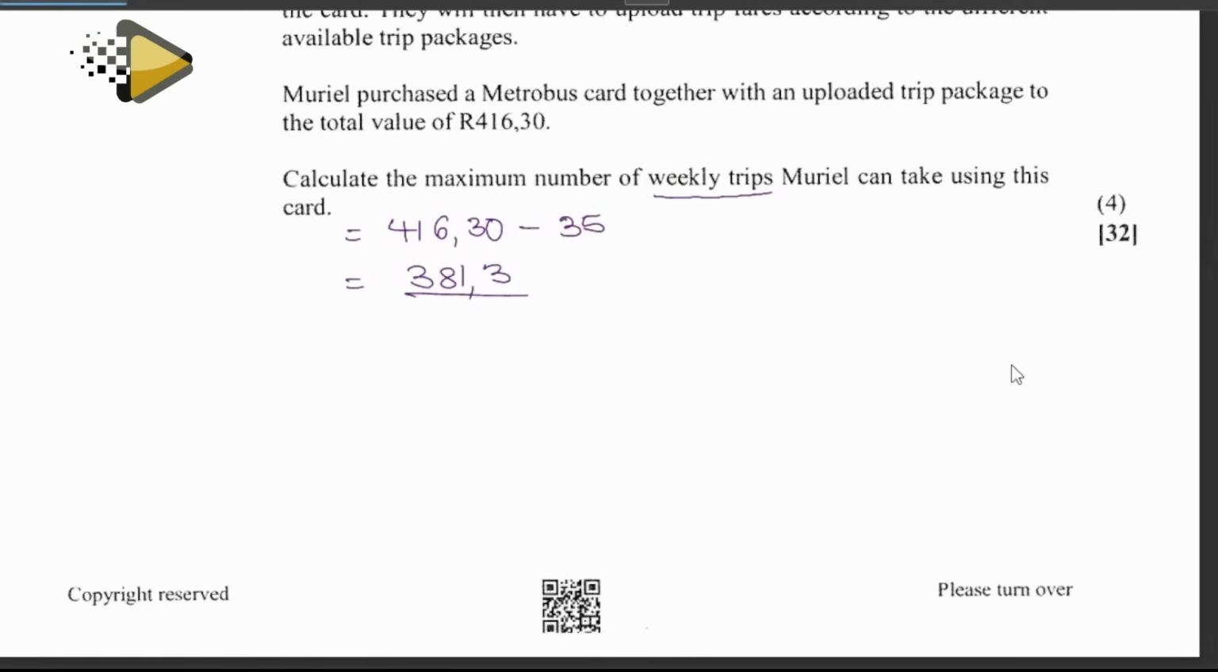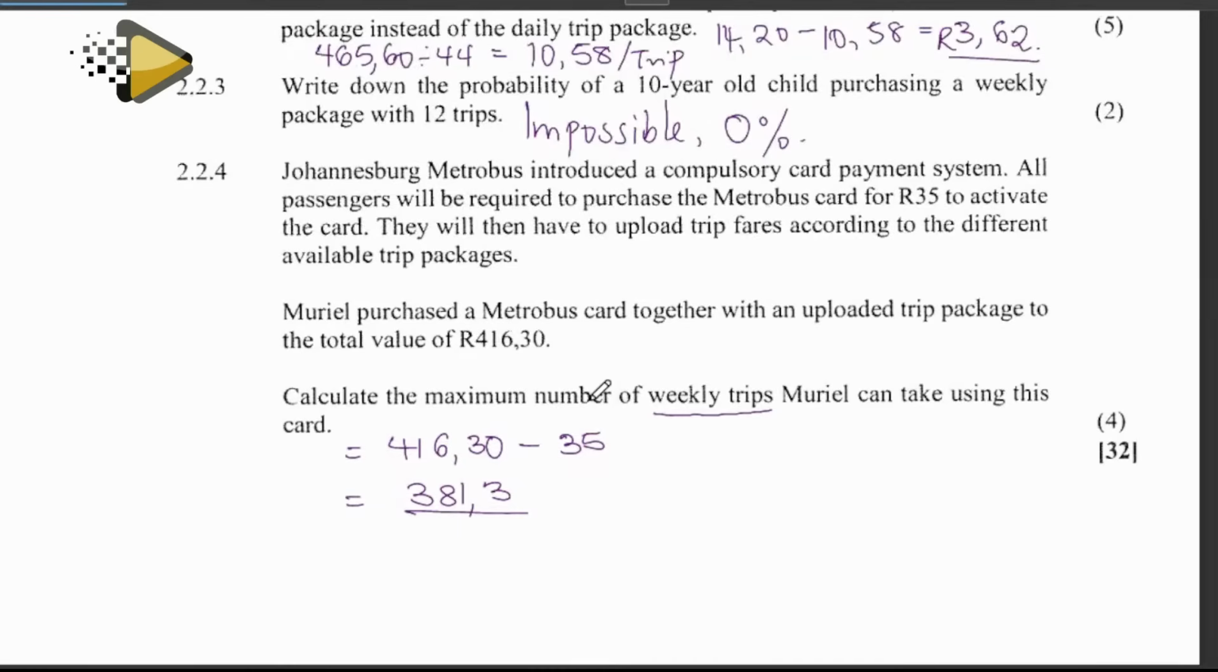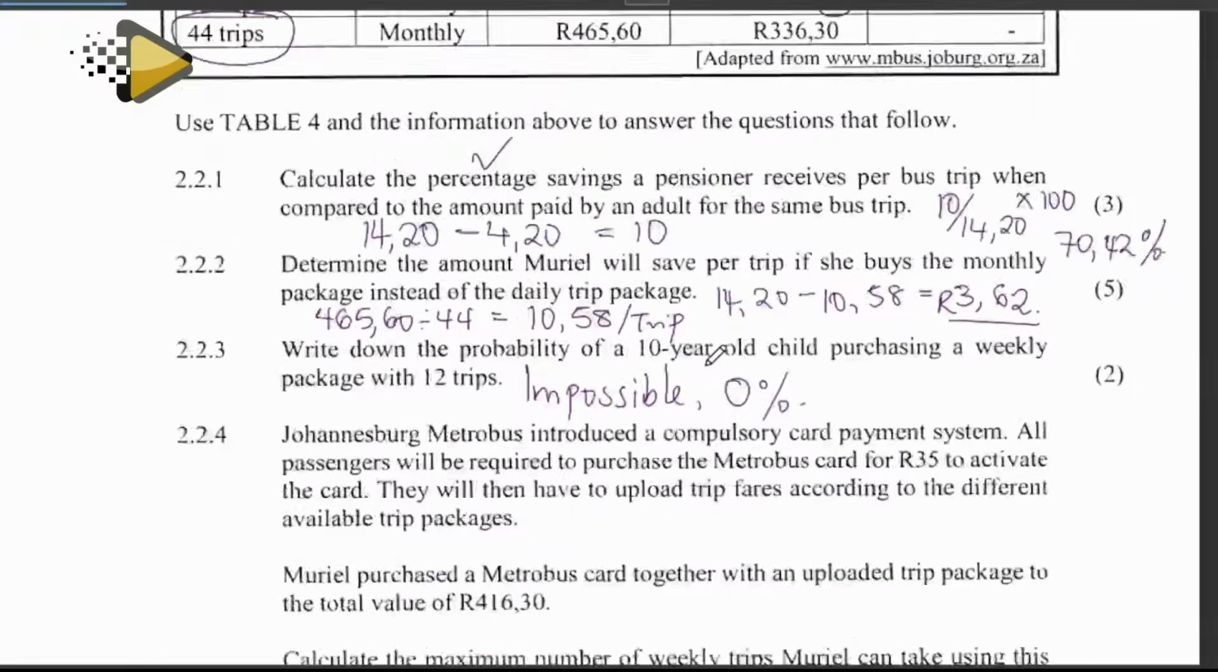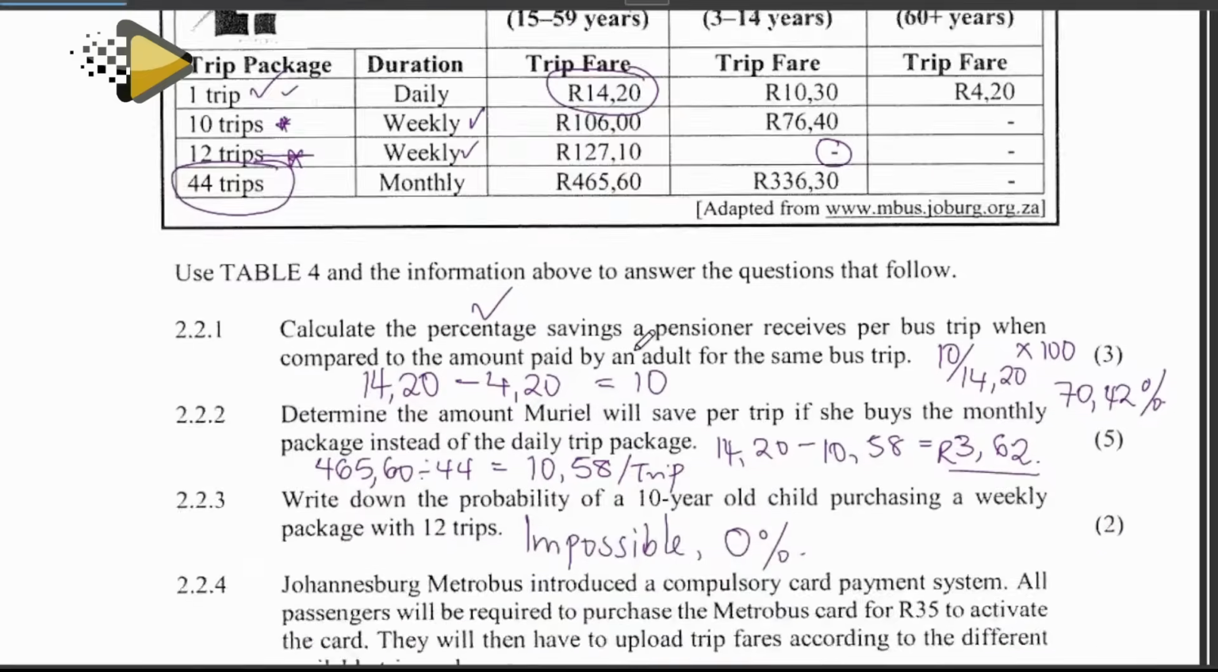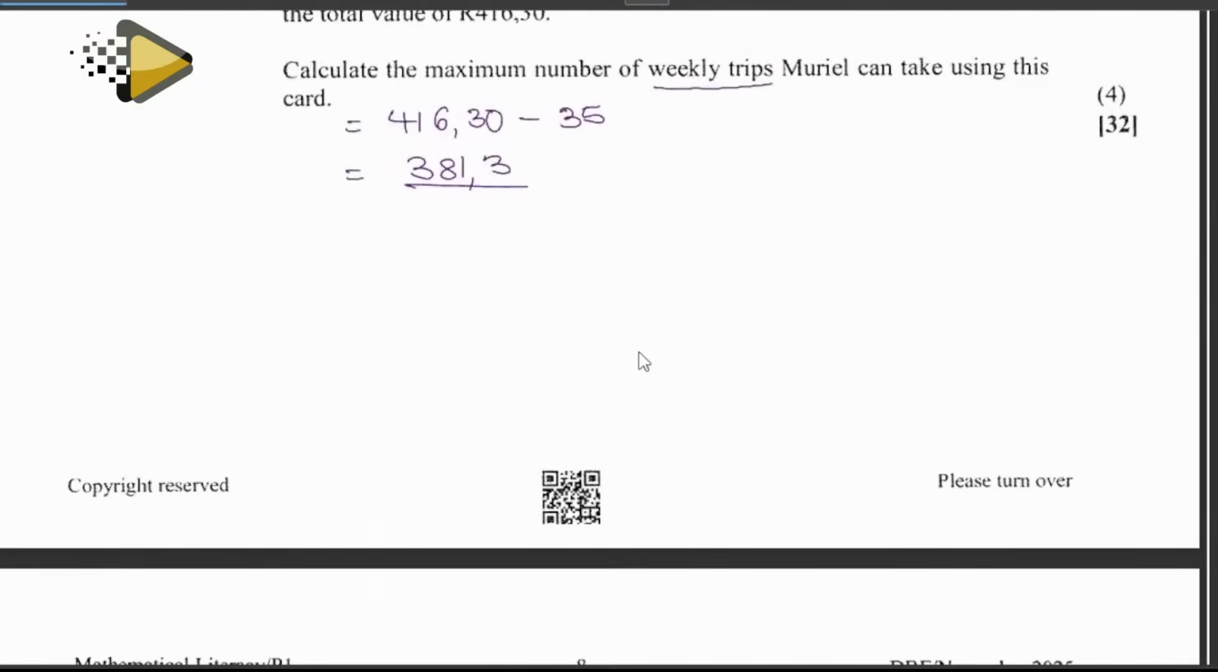So now we are looking at this person, how much will he buy? Now they told us maximum number of weekly trips he can take using this card. They never told us which, because there are two kinds of weekly trips. There's the one for 10 trips, the weekly one. Then there's another weekly one here. How many will he take? This is the 12 one. Anyway, let's come here. We shall divide with one of them and you see. If he uses the 10, we shall divide by this much.